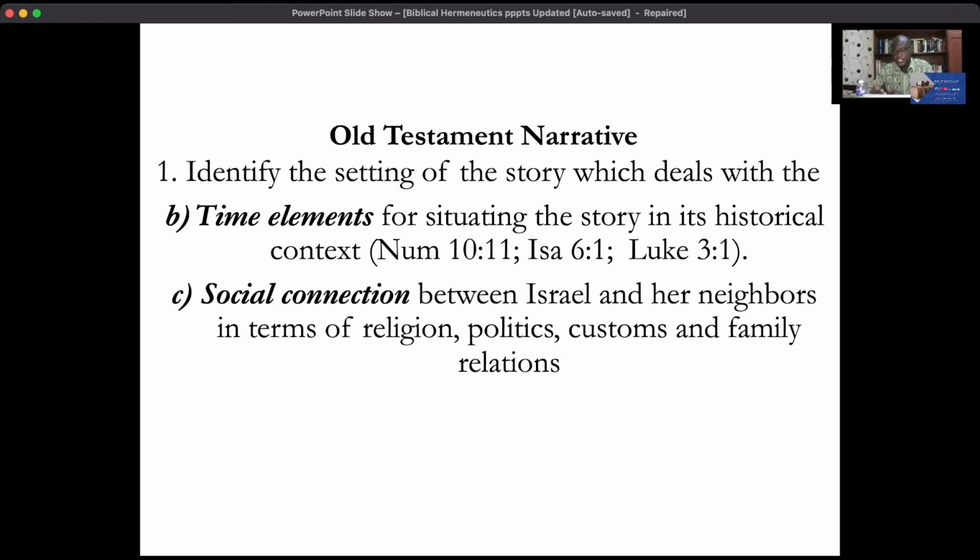The social connection, the setting, is important to know the social connection between Israel and her neighbors in terms of religion, politics, customs, and family relations. So the point here is that you must know when this particular event happened. When, let's say, for example, Israel was in good relationship with the Philistines or with the Assyrians, and when King Sennacherib, for example, of the Assyrians, decided to make a covenant with the king of Israel, and so the timing, in other words, the social connection, the relation between Israel and its neighbors, is important to help us know the relevance and how to interpret a particular story, and also glean some lessons from the story.